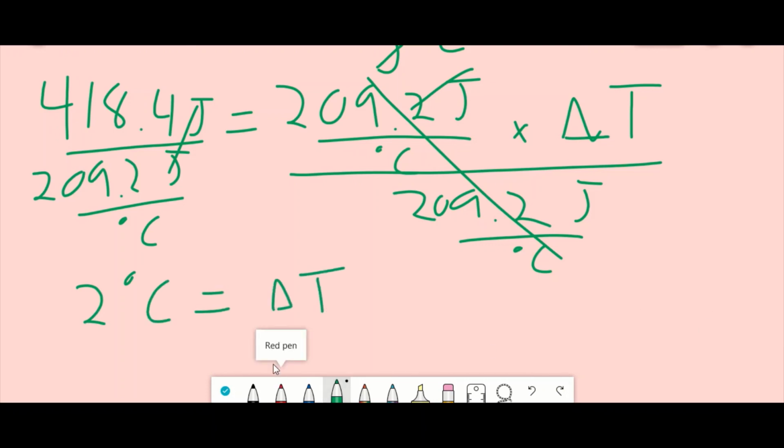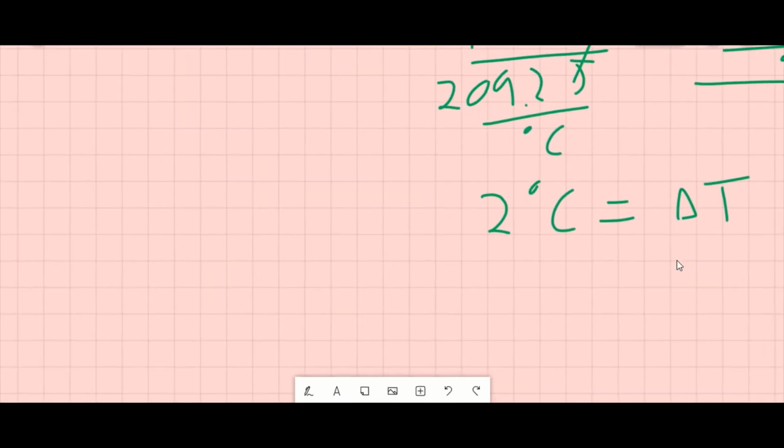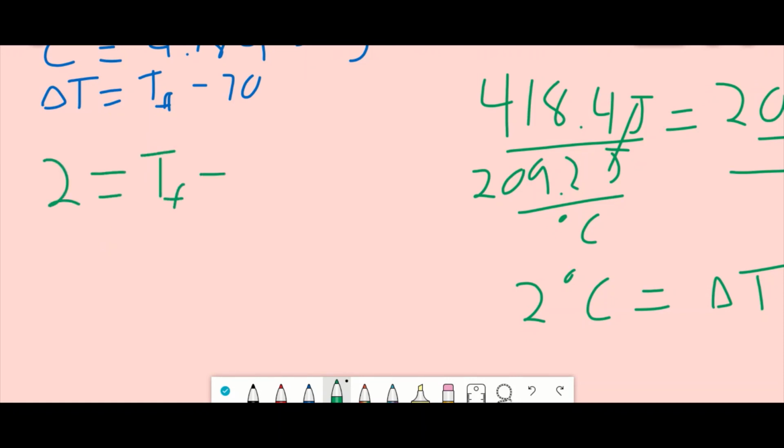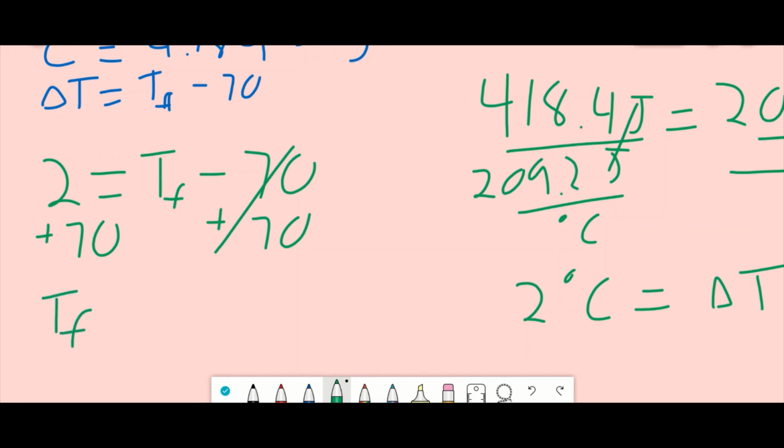And if you remember, we had delta T is equal to the T final minus 70. So let's write this out right here. Our delta T, we know that's 2 degrees Celsius, so 2 is equal to Tf minus 70. To find our final, we've got to make sure we get Tf by itself, so we add 70 to both sides to get rid of it. Cross that out. So our answer is Tf, our final temperature, is equal to 72 degrees Celsius.